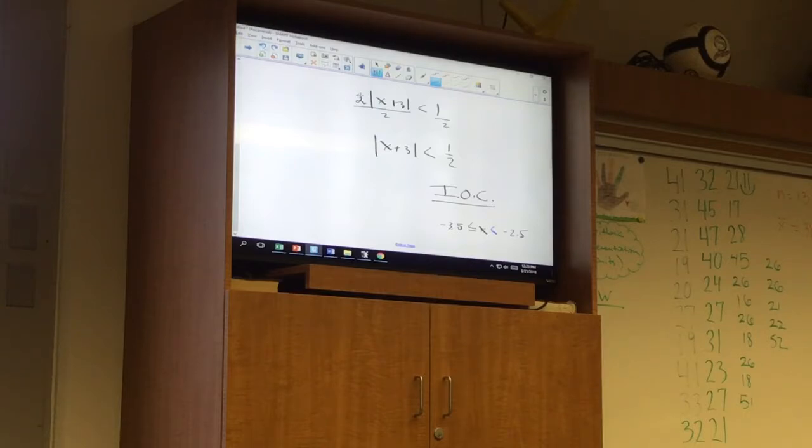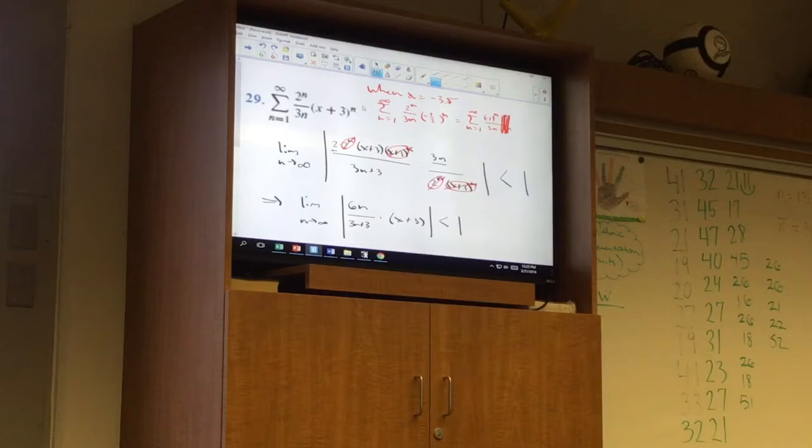Now I have to check negative 2.5. When I put in negative 2.5 in here, let's use blue. I'm going to have the summation as n goes from 1 to infinity of 2 to the n over 3n times negative 2.5 plus 3, which is 1/2 to the n. So that 1/2 to the n and the 2 to the n cancel out, and I just have the summation as n goes from 1 to infinity of 1 over 3n.